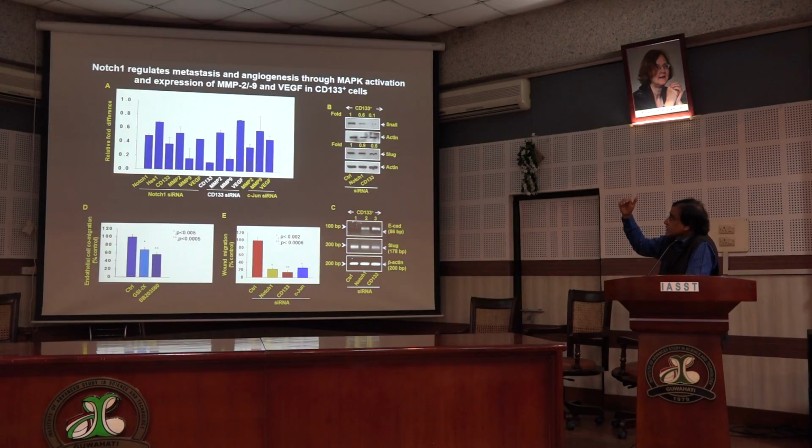Not only that, to test whether those genes are really expressing at a high level, we blocked their expression by specific siRNA, like Notch1 siRNA or CD133 or c-Jun siRNA, and then the expression of VEGF and MMPs goes down. That has been validated. And we have further proved that both Notch1 and CD133 regulate the interaction between endothelial cells and cancer stem cells in multiple ways. We have shown that.